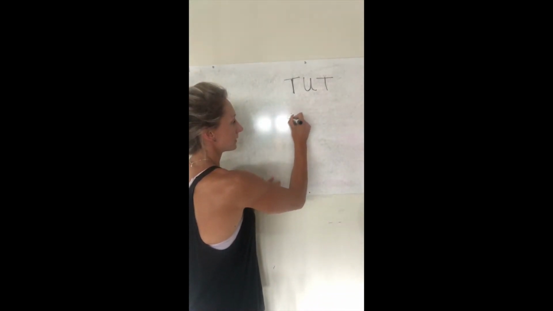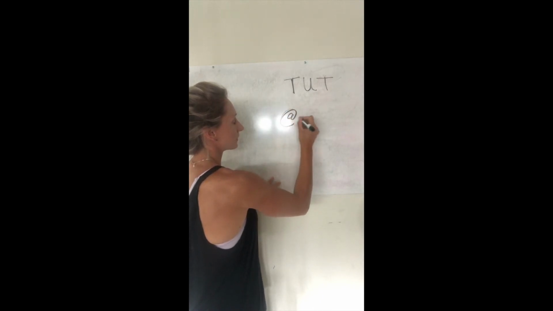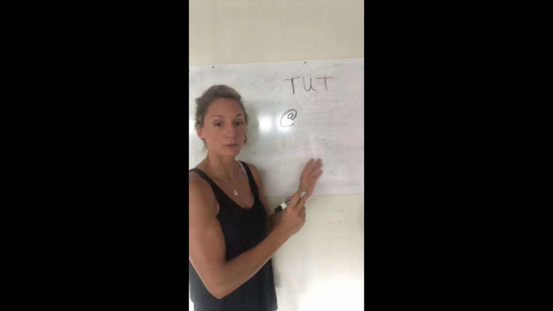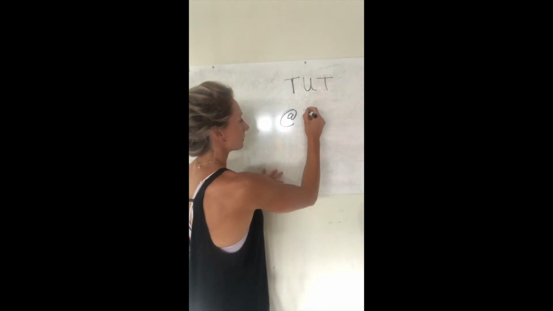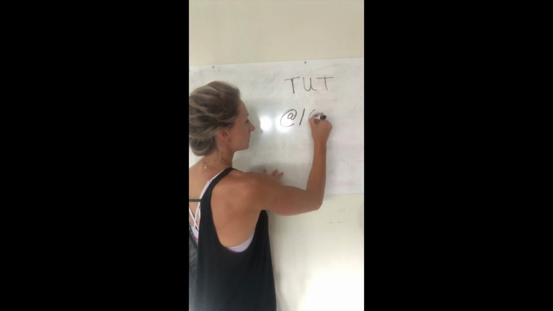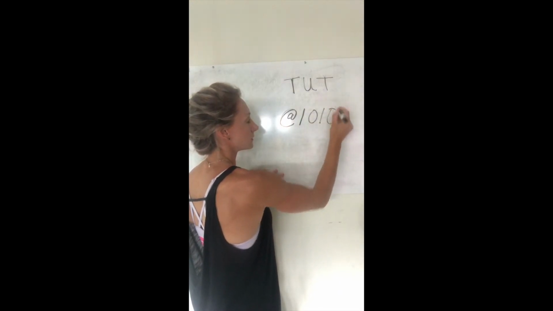It's an @ sign, and then it's a series of 4 numbers. Now let's just take that first air squat, for example, where we're going 1 second down and 1 second up. That's going to be written like this: 1, 0, 1, 0.